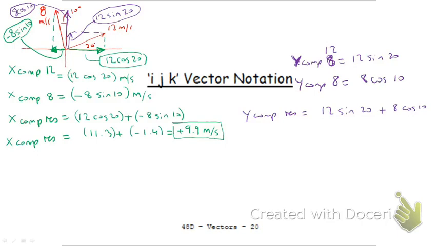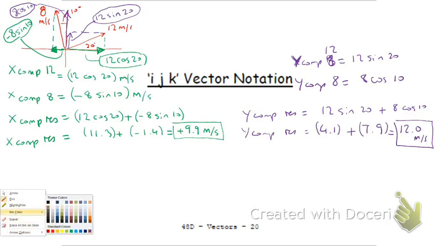And then I say, well, y comp res is equal to 12 sine 20 plus 8 cosine 10. So y comp res is equal to 12 sine 20, which is 4.1, added to 8 cosine 10, which is going to be 7.9. They're both positive, I can see that from my diagram. Add those two together, that's going to be 12. 8 and 4 makes 12. So that's 12.0 meters per second.